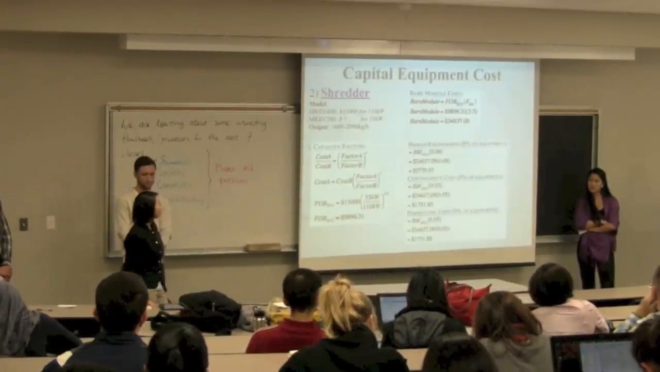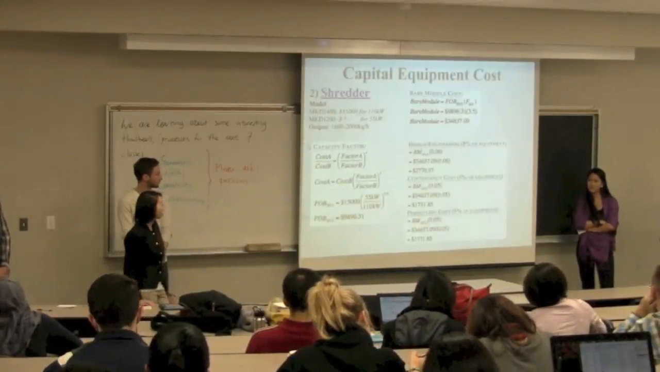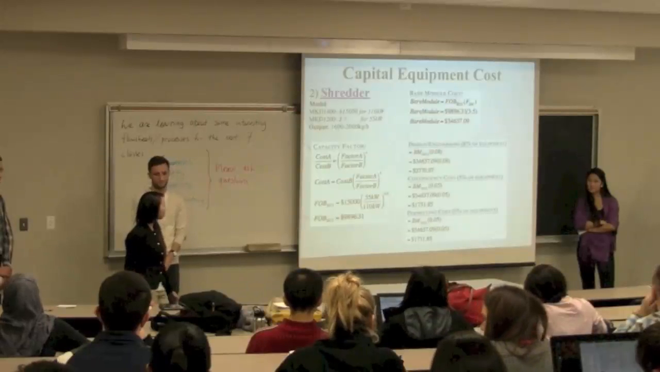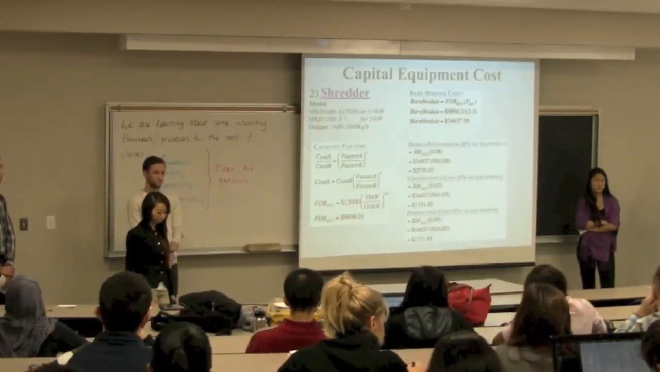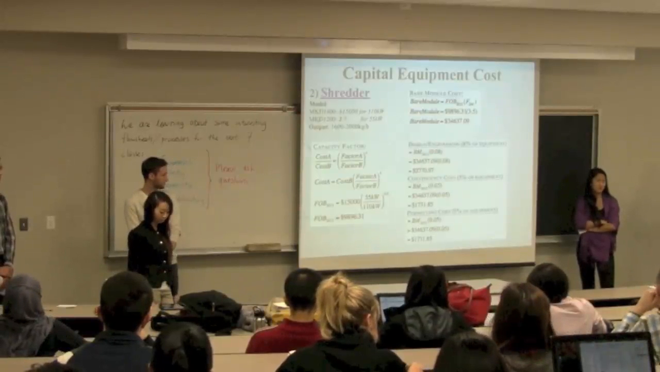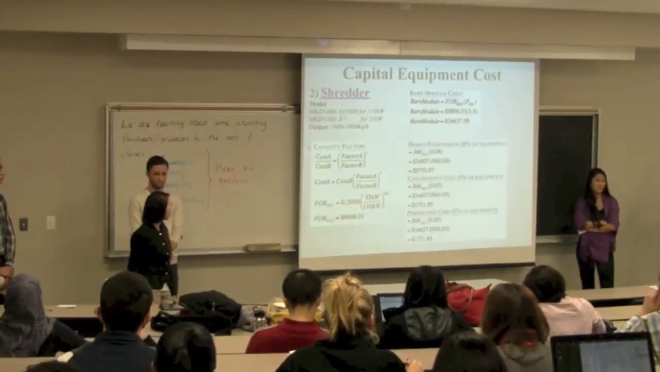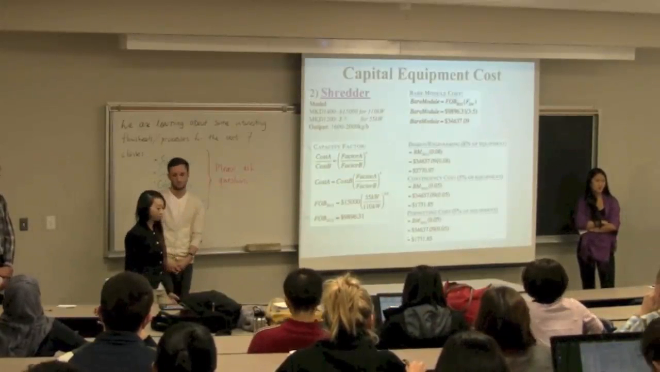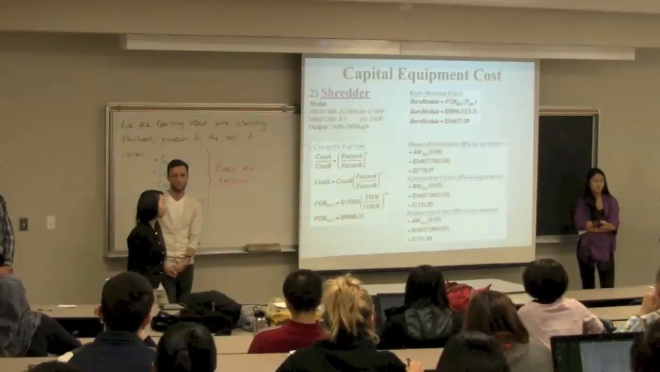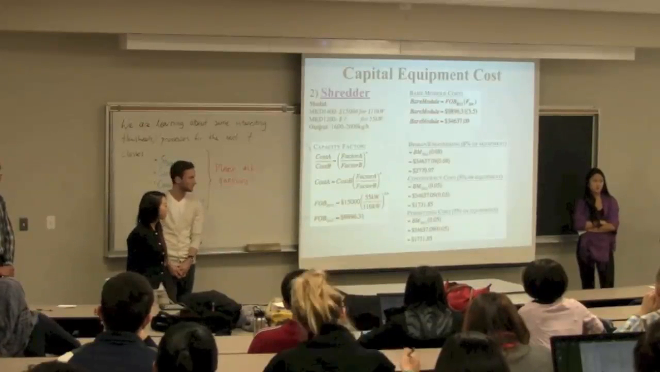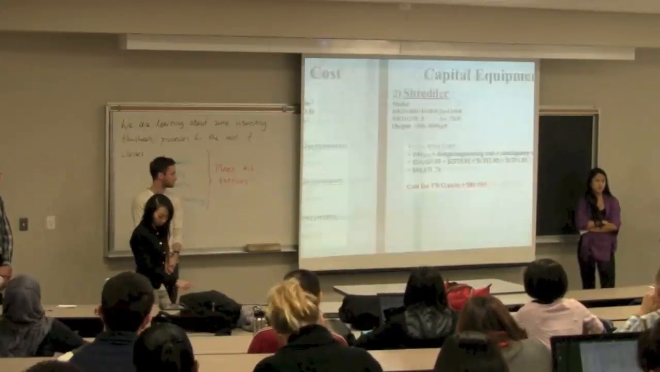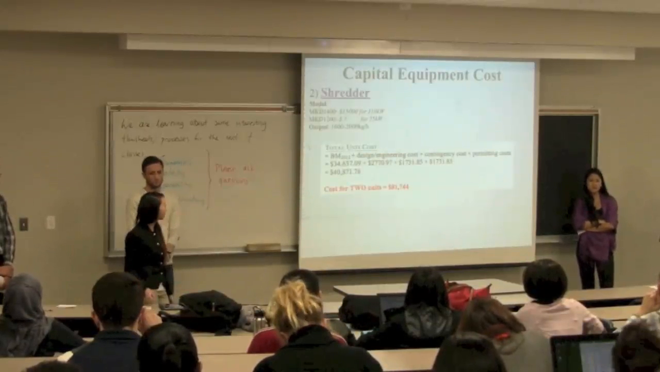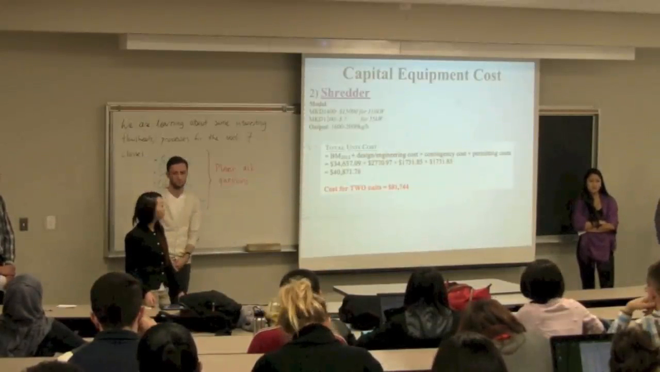For the shredder, we found a value for a higher end model, which is a 110 kilowatt model. We have to size ours down to 55 kilowatts, so we just use a capacity factor. It's the same process as the wash basin: bare module cost by factor 3.5, design and engineering, and contingency. We'll have a total unit cost of $40,000 for one unit, and it's only two units since its output is 200,000.